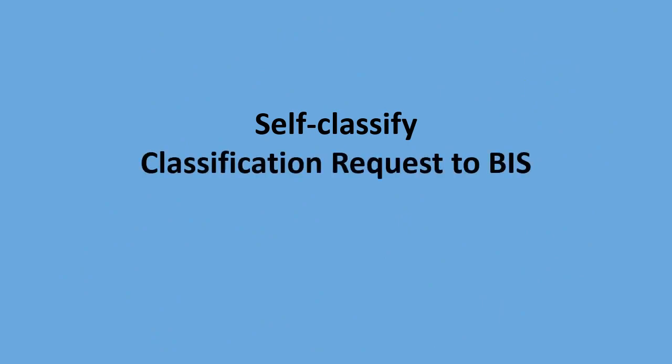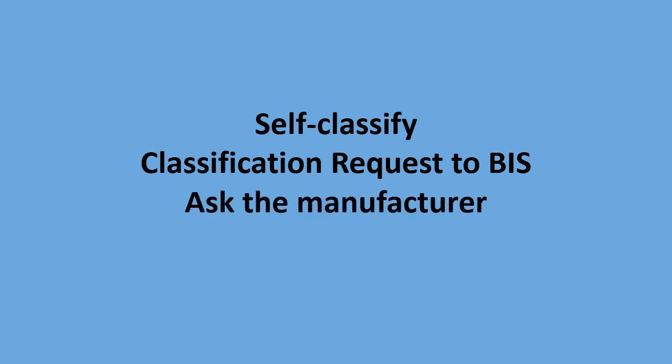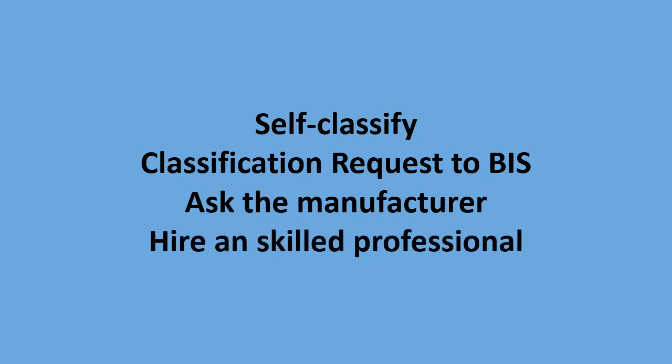But before your head explodes, there are some alternatives. You can submit a classification request to the BIS. Unfortunately, this will take several weeks at least. If you are not the manufacturer, but a reseller, you can ask the manufacturer. They may have already determined the ECCN and may be willing to share it with you. Keep in mind that, as you are the exporter, you will be responsible if they are wrong, so you still need to verify it. Finally, you can hire a skilled professional. It's faster than the BIS, and it might be more accurate than the manufacturer.